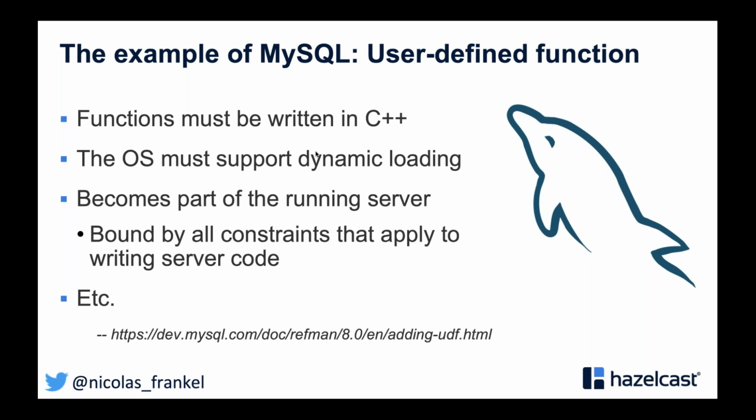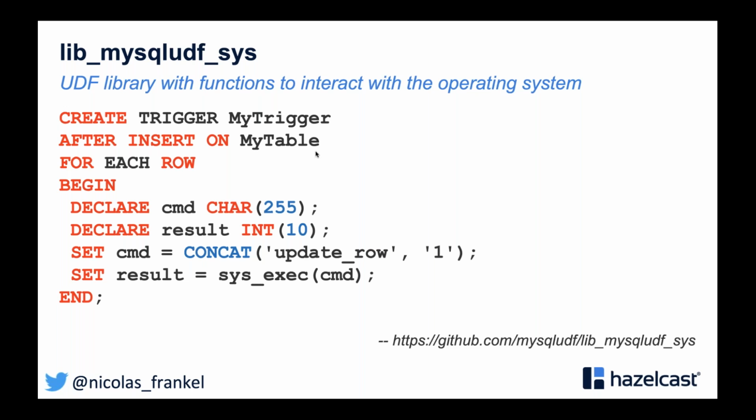Then the operating system must support dynamic loading, which is not super great regarding security. And then the function you wrote becomes part of the running server and is bound by all its constraints. And you have a couple more constraints that are less severe, but still. So if you're interested, there is a link, and you can read about every constraint that you need to uphold. Fortunately, somebody was smart enough to create a generic library. So you just need to use this library, and then you've got this exec call, and then you just need to write the command, and it will be executed.